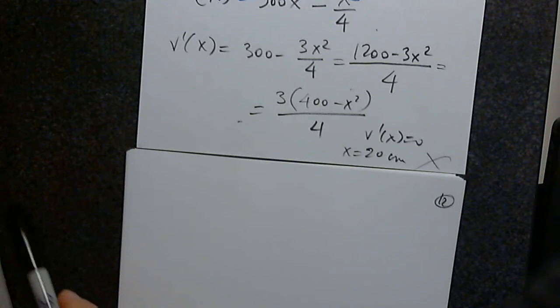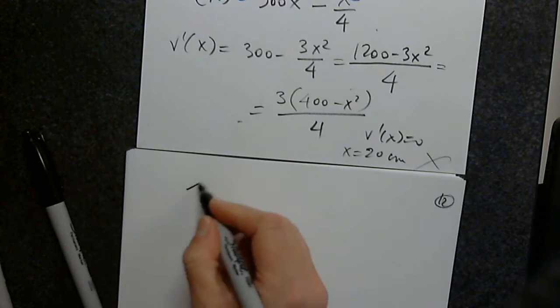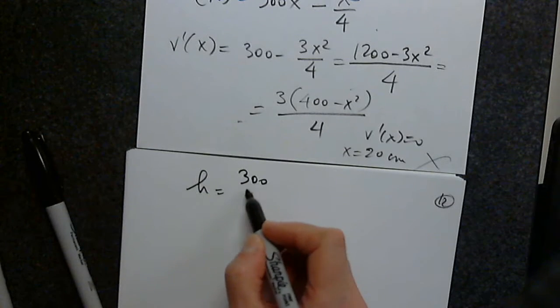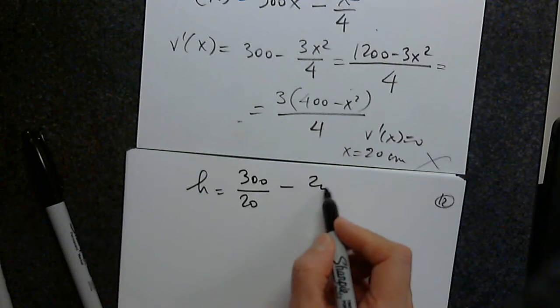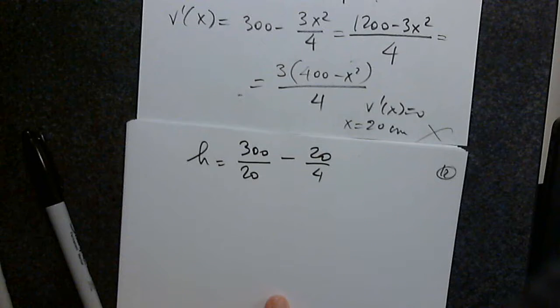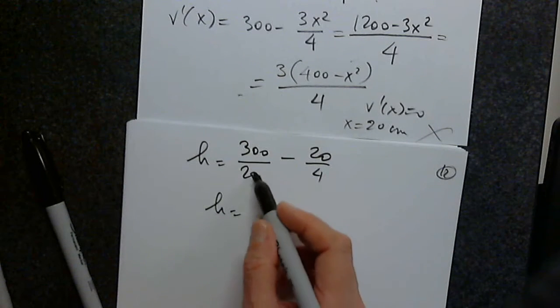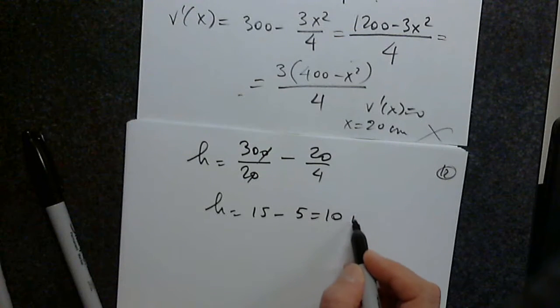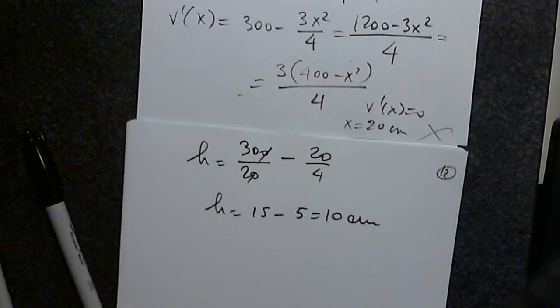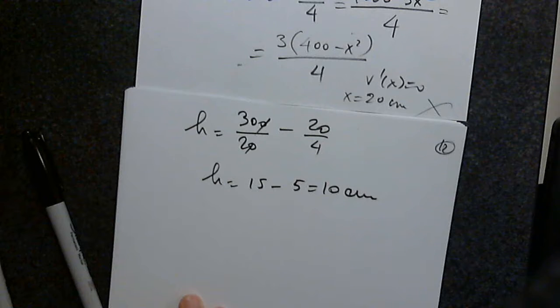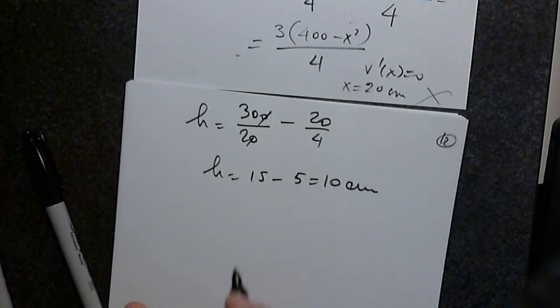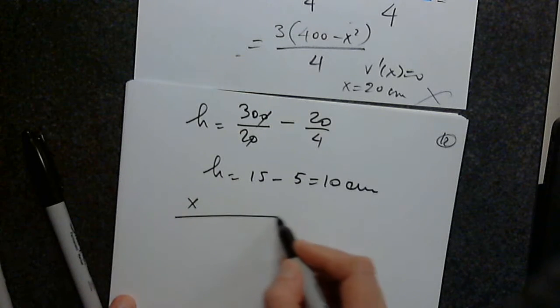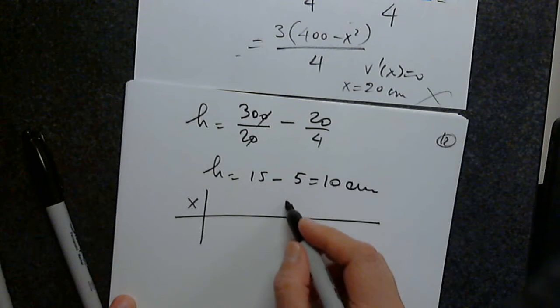So how do I determine h? So h is 300 divided by 20 minus 20 divided by 4. So h is 15 minus 5, which is 10 centimeters. However, I have not shown that 20 centimeters is indeed a maximum. I have no idea.